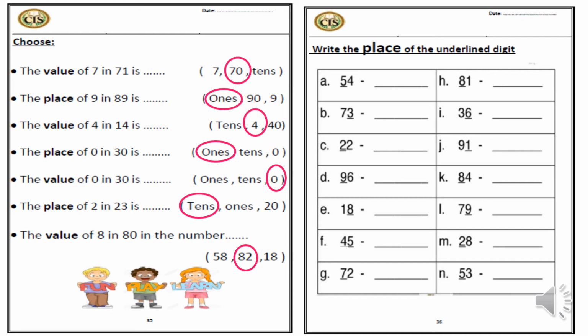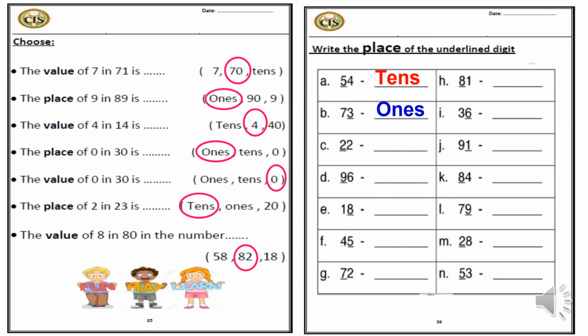Next, page 36. Write the place. Now he asked about the place of the underlined digit. He asked about the place, ones or tens. In letter A, he underlined number 5. Which place does 5 live in? In tens. Okay, letter B, we have number 73. Here 3 lives in which place? In ones. Letter C, we have here 22.